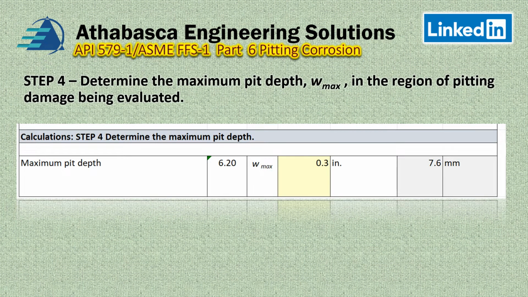Now our inspector has also provided the maximum pit depth, W max, in the region of the pitting to be evaluated. So we've chosen the highest density of pit. Now we need to make sure that the inspector has taken the maximum pit depth in that region so that we can focus our study. And sometimes you have to be careful about where they took that maximum pit depth. So in our case, we get a pit depth of 0.3 inches, or 7.6 millimeters. Very hard to get the exact depth. And basically, if you want to learn more about it, it's in section 6.2.0.